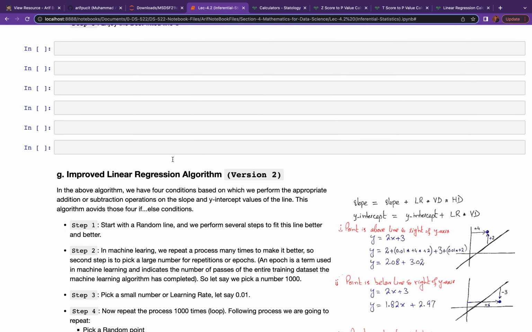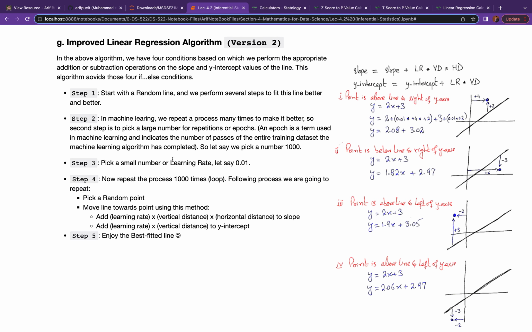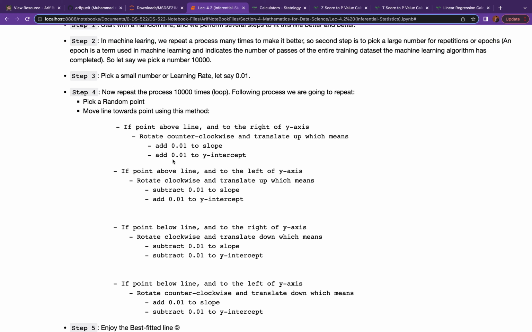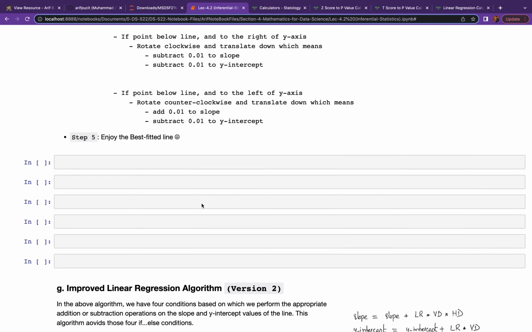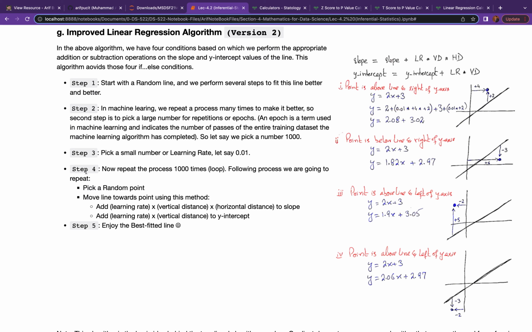Okay, so let me show you an improved version of this algorithm. So this is the improved version of the above algorithm. Note here we don't have the 4 if-else structures as over here. We don't have those 4 if-else structures in step 4. Irrespective of the location of the point, we simply change the slope and y-intercept using this formula.